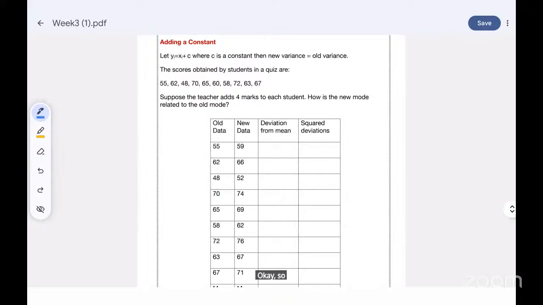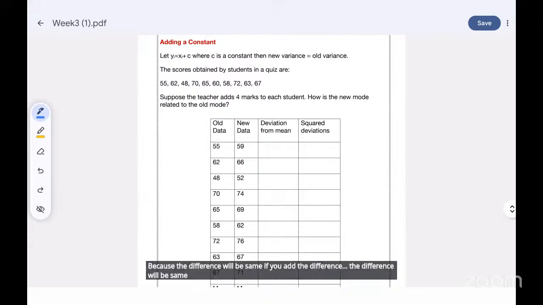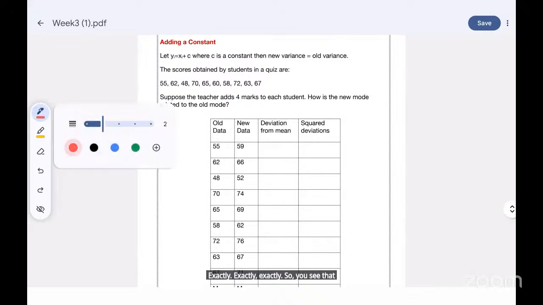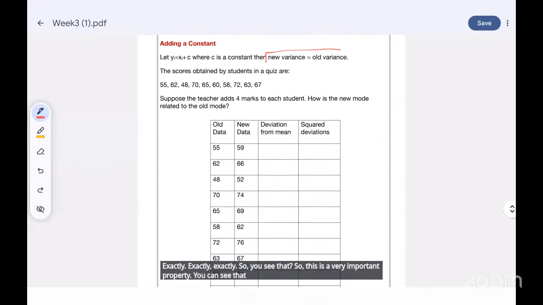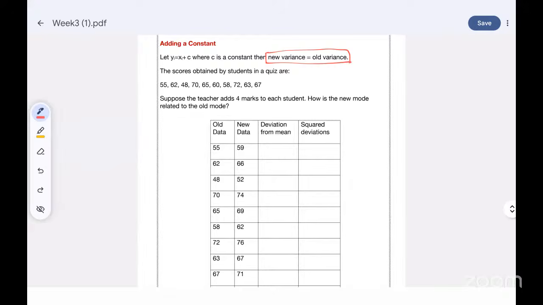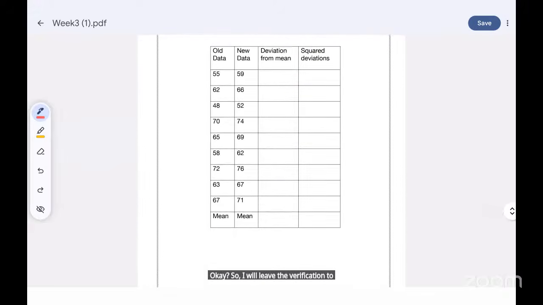Now, if we are adding a constant, what happens to the data? No effect. Why is there no effect? Because the difference will be the same. Exactly. So this is a very important property. I will leave the verification to you. Homework, verify.